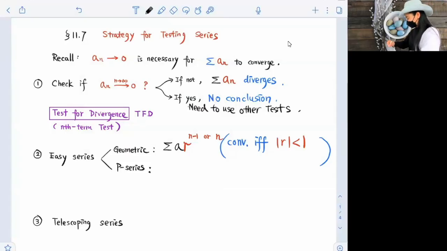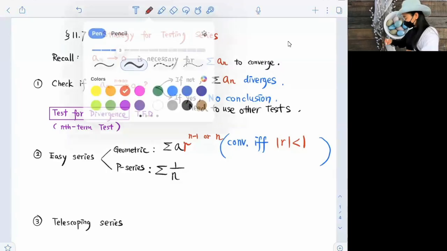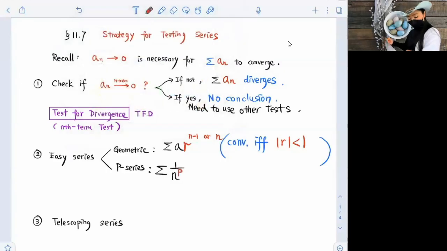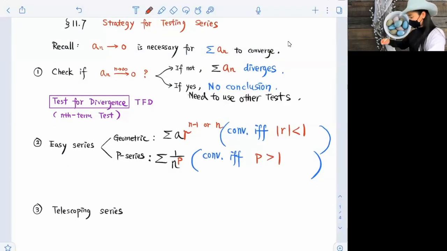What about p-series? What's the general form? Good job. When will a p-series converge? If and only if p is greater than 1. Also for geometric series, you can actually find the exact sum.